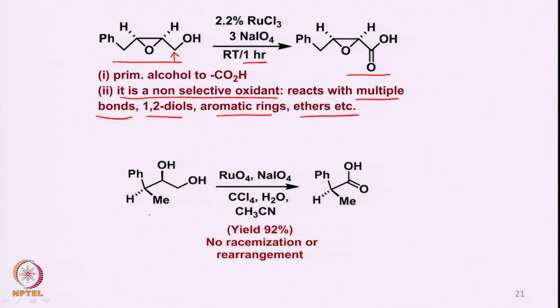Now, for example, here we take a diol of this type which undergoes a cleavage here to form eventually via the corresponding aldehyde the corresponding acid. So, there is no racemization or there is no rearrangement that occurs during this process. So, which is an advantage by using such a reagent, which is a bit of aggressive reagent, but then reactions are done at milder conditions, and therefore, there is no side products that are formed.